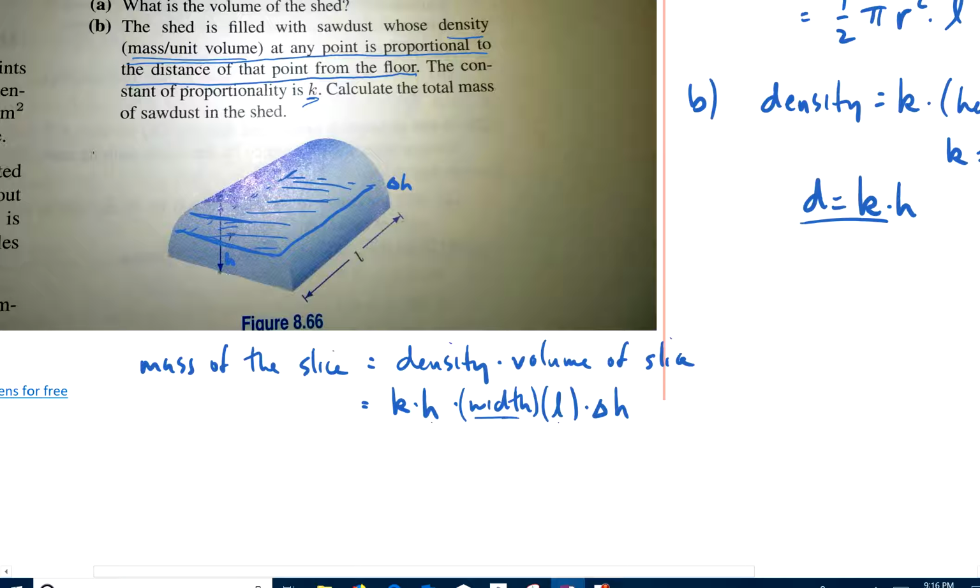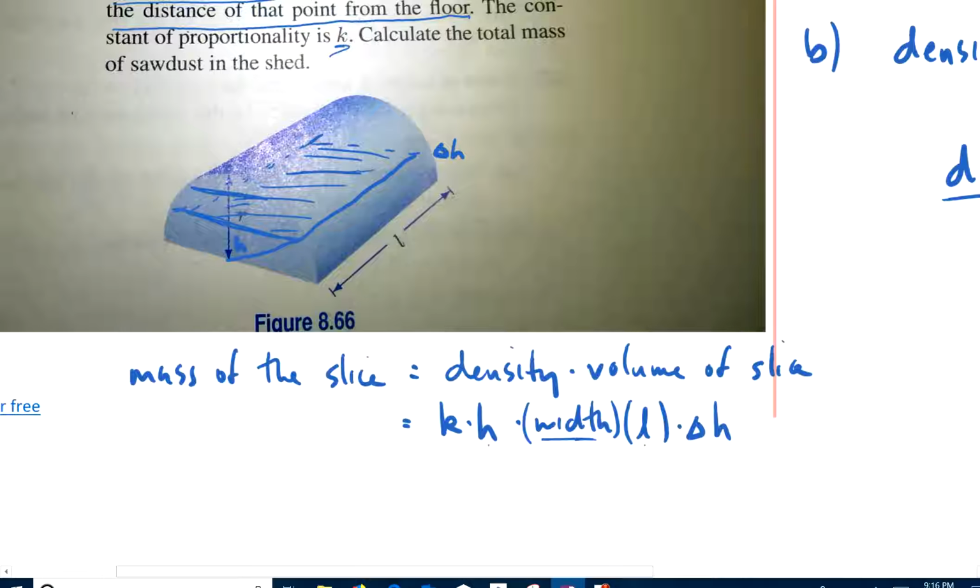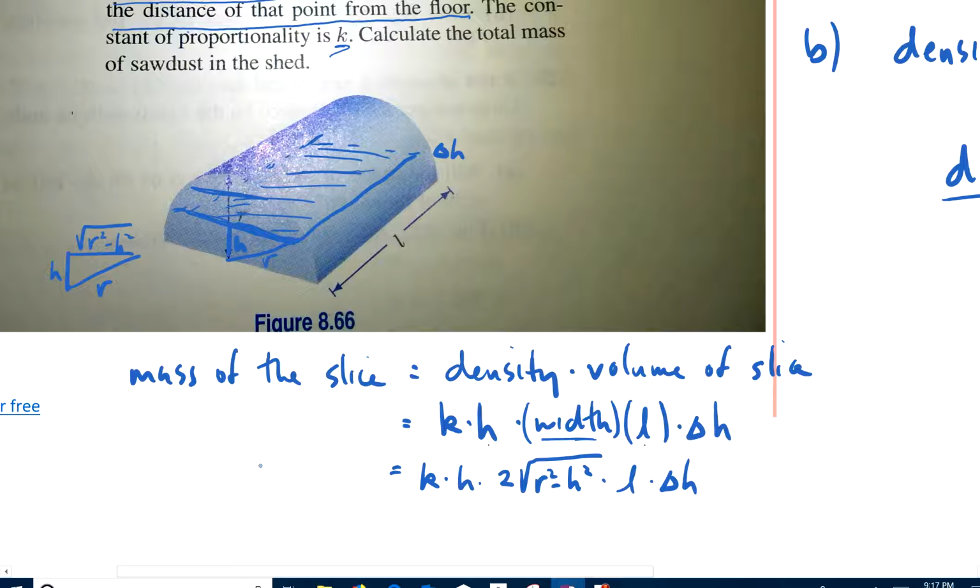Well, let me blow this up here. This is r, this is h. So how long is that strip right there? I've got this triangle that's sitting in here, where this is h and this is r. So this side right here is the square root of r squared minus h squared. Right, Pythagorean theorem here. So now I've got k times h times the width of this rectangle, which is 2 times the square root of r squared minus h squared, times the length times delta h. That's the mass of the slice.